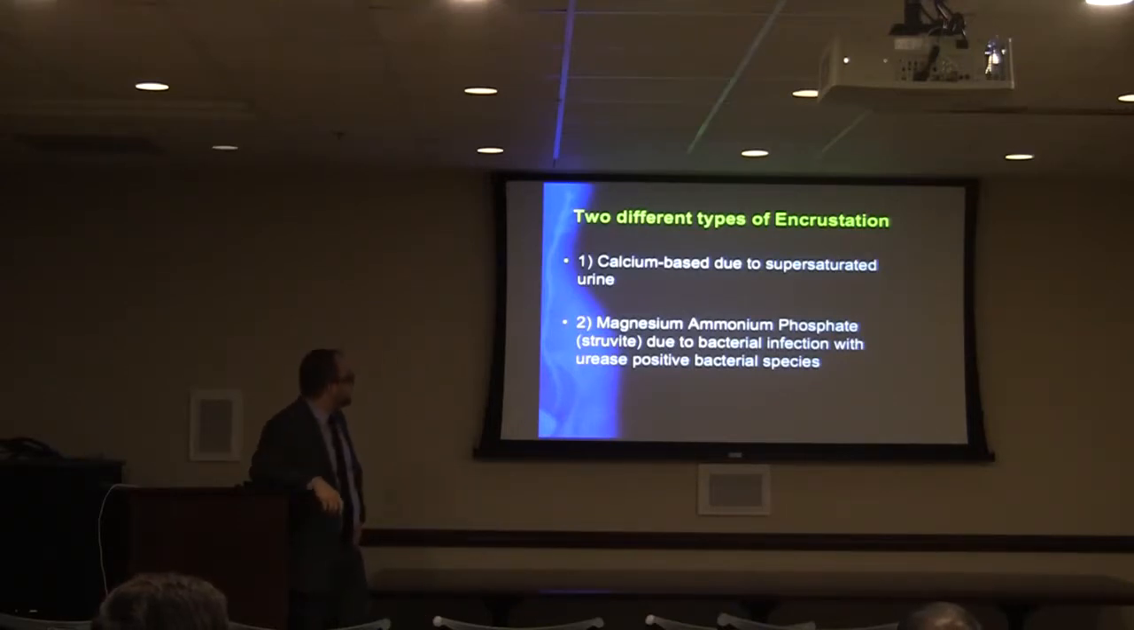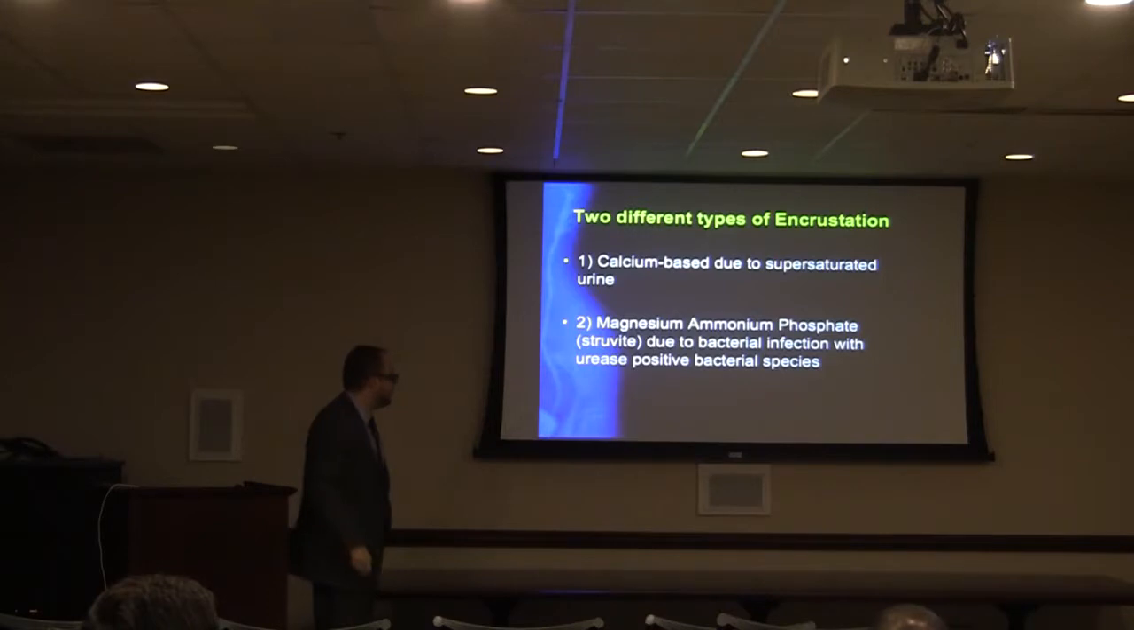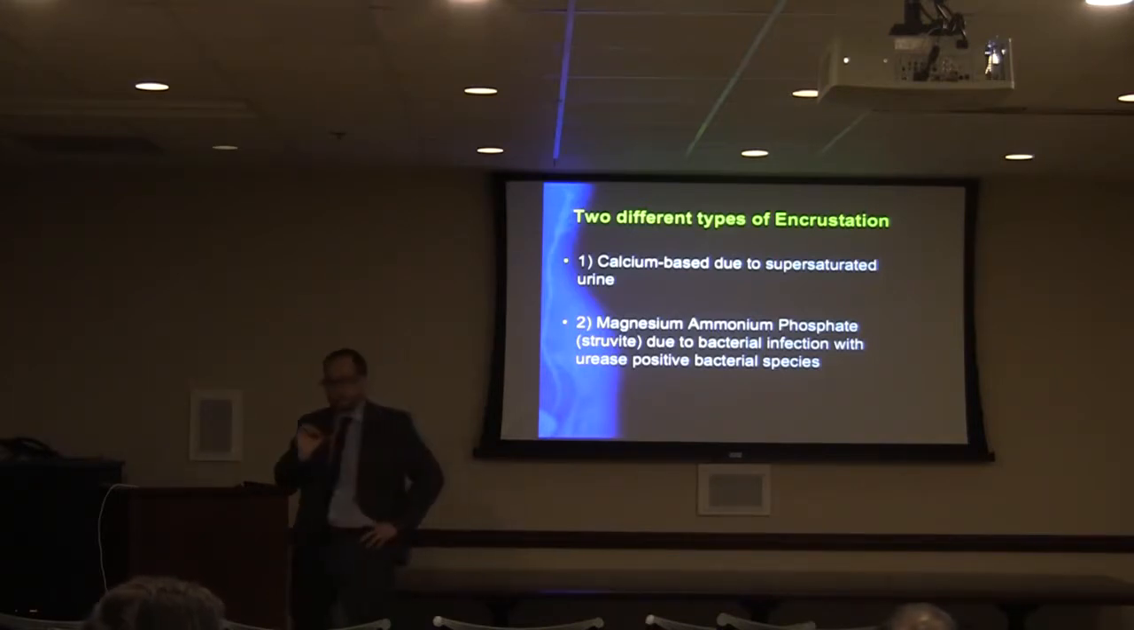The second type of incrustation is called magnesium ammonium phosphate, and we call it struvite in the medical industry. And that is a type of incrustation that forms only in the presence of bacterial infection with urease-positive bacterial species.